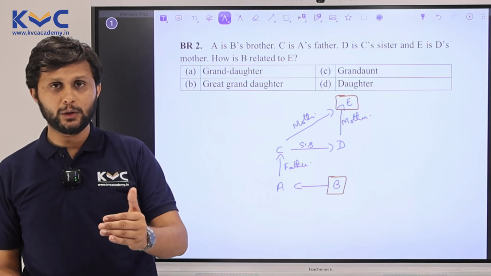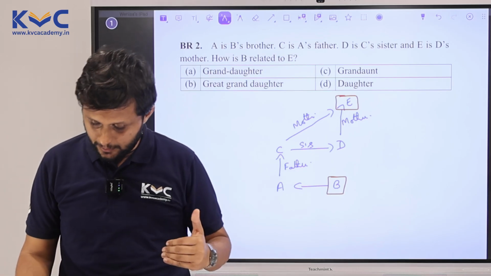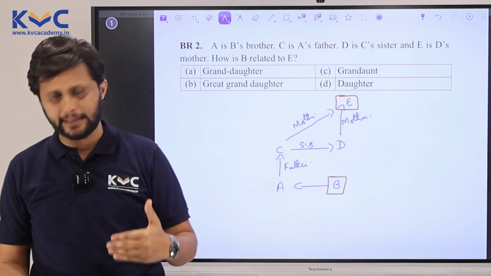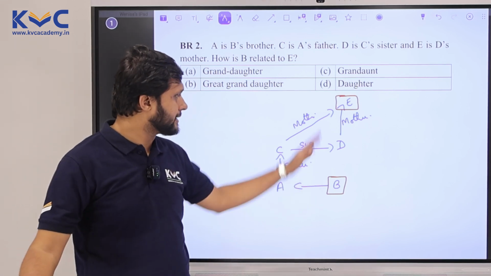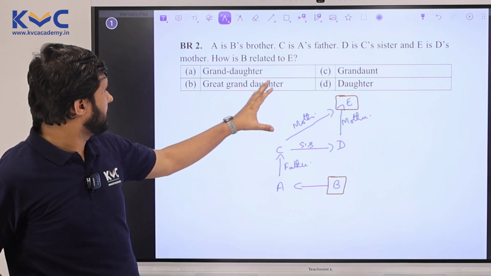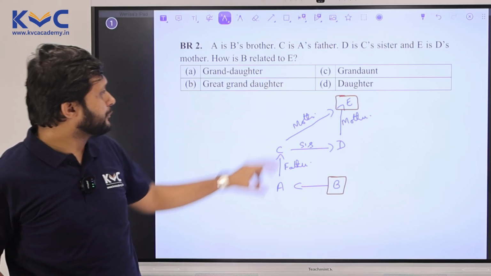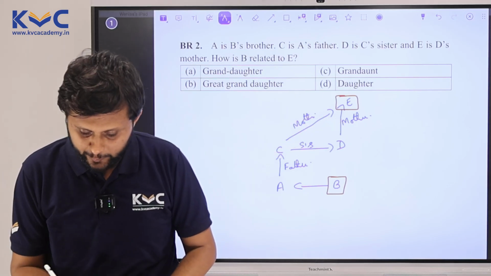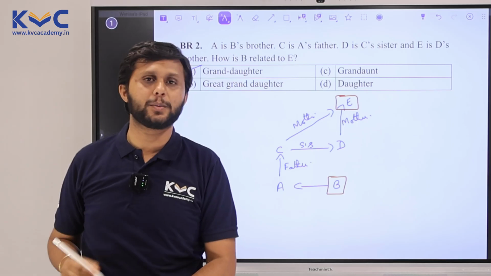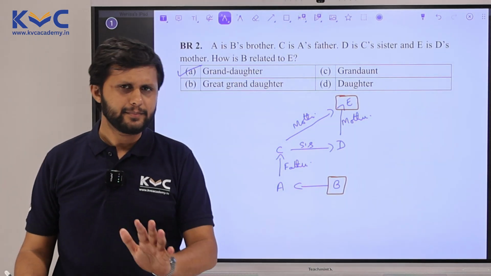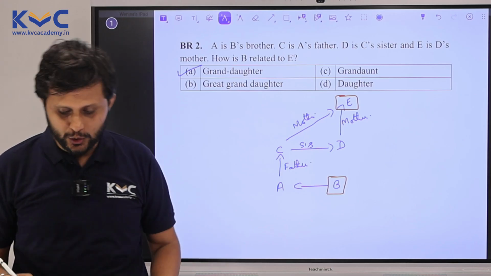So we are talking about son or daughter, first generation, and then we have second generation. Again, these two are siblings. So we have two generations. We are talking about granddaughter because we are seeing from E. So B is granddaughter of E. Granddaughter is there in the option. Option A is the right answer. I hope it's clear. We'll move on to the next question.